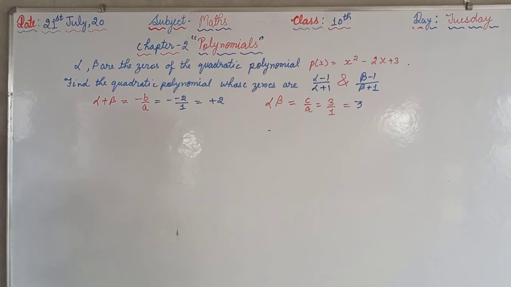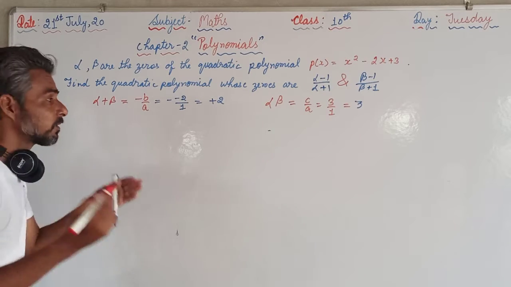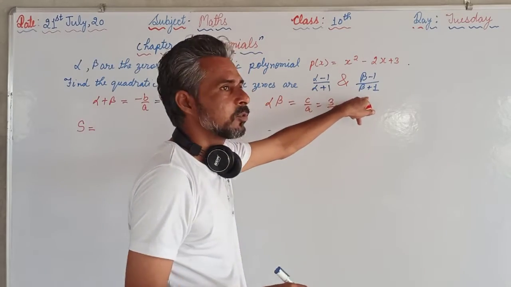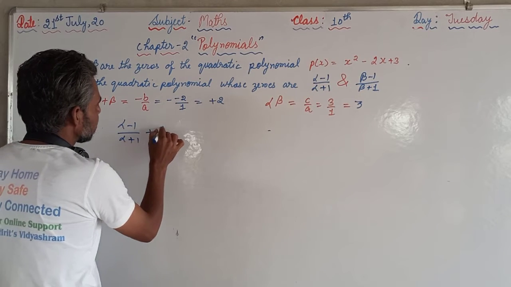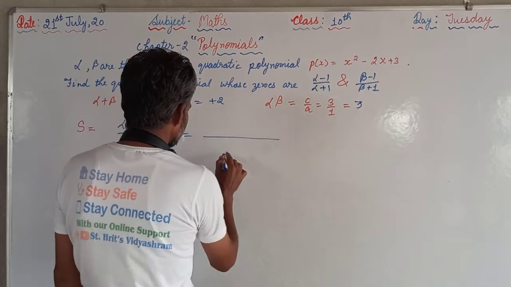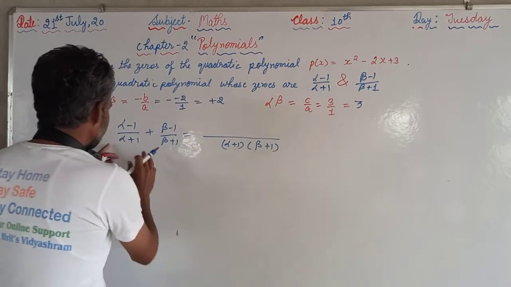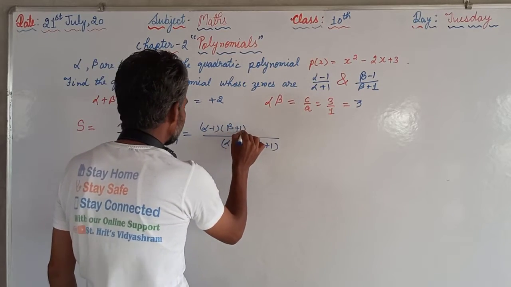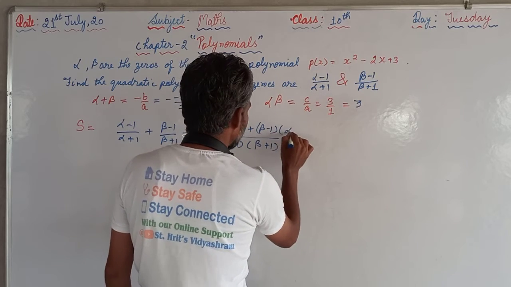First of all, we have to find the sum of the zeros of the quadratic polynomial which we want to construct. So the sum s will be equal to, these are the zeros, so we are supposed to add them, that is (alpha minus 1) upon (alpha plus 1) plus (beta minus 1) upon (beta plus 1). So the LCM will be (alpha plus 1) into (beta plus 1), and the upper part will come (alpha minus 1) into (beta plus 1), there is a plus sign between them, then (beta minus 1) into (alpha plus 1).